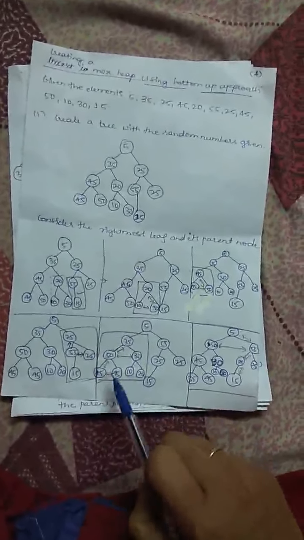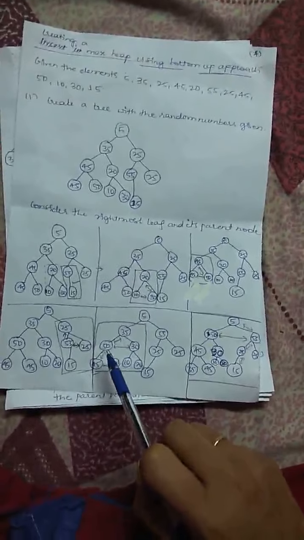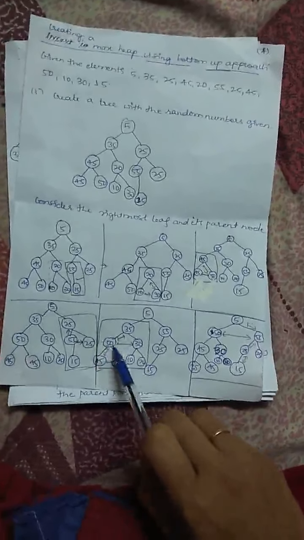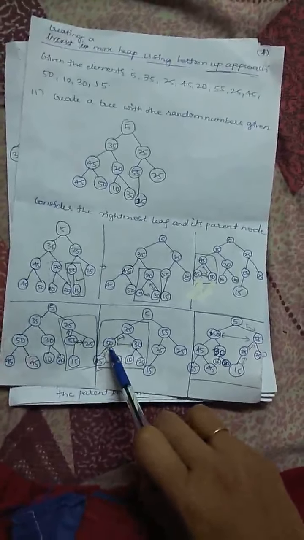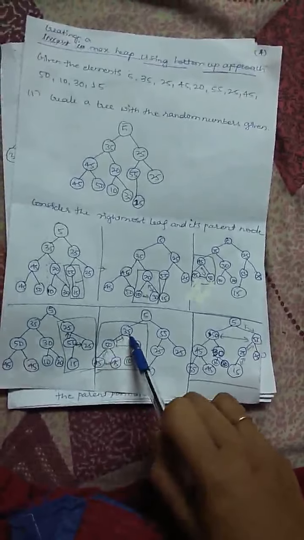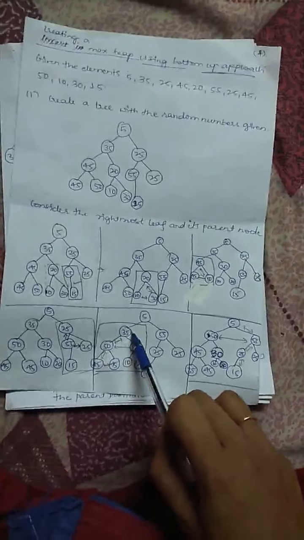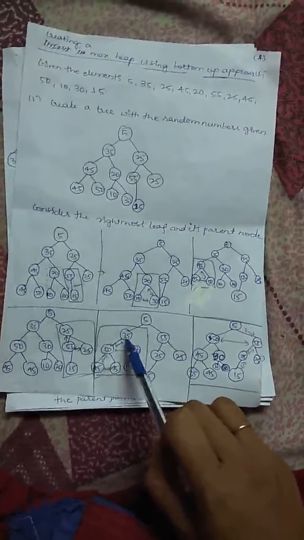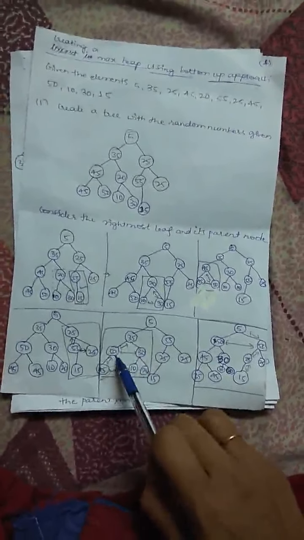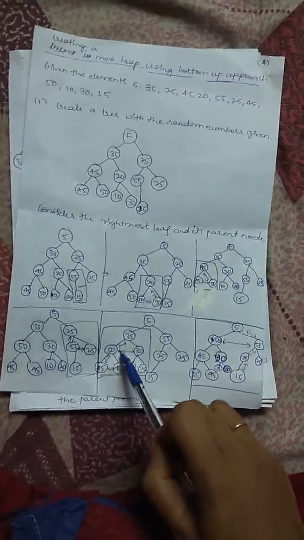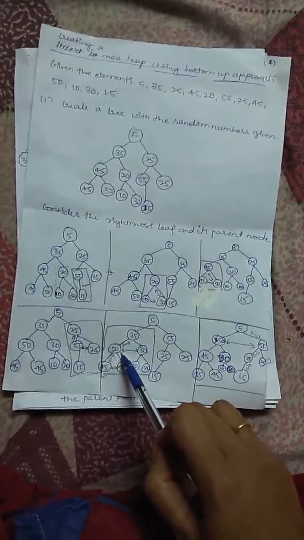In this part, compare 50 and 30. Which one is greater? 50 is greater. Then compare it with the root node, 50 and 35. Which one is greater? 50. So I am exchanging here. 50 will come here and 35 will come here. After exchanging, 35 will come here.